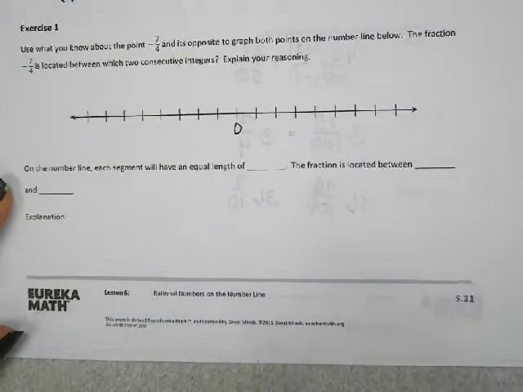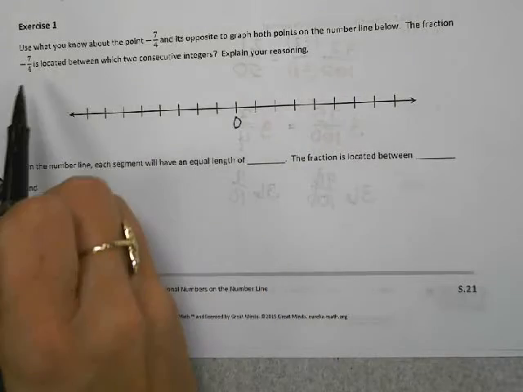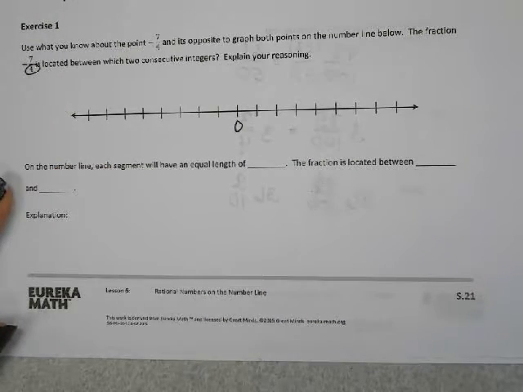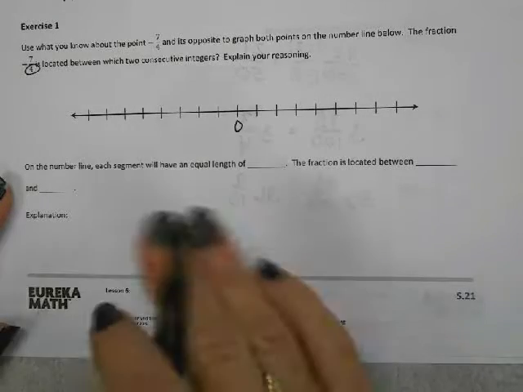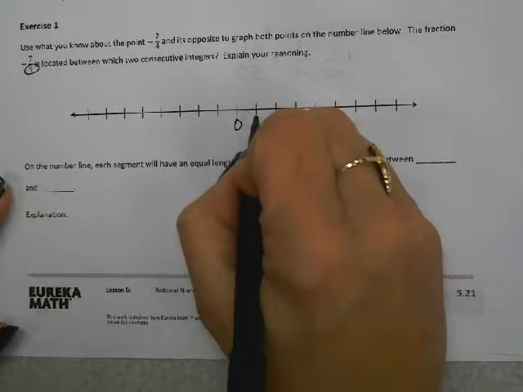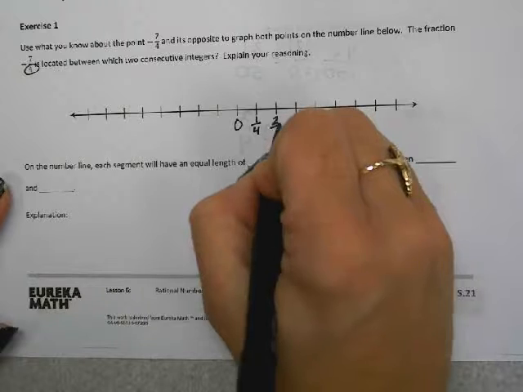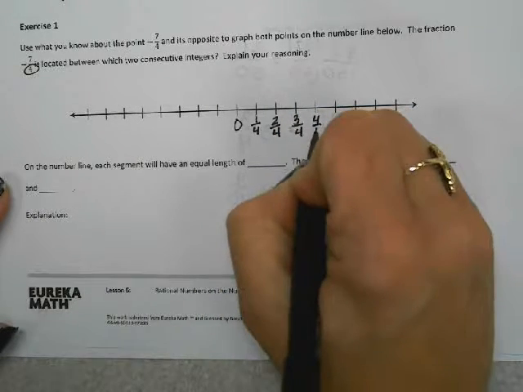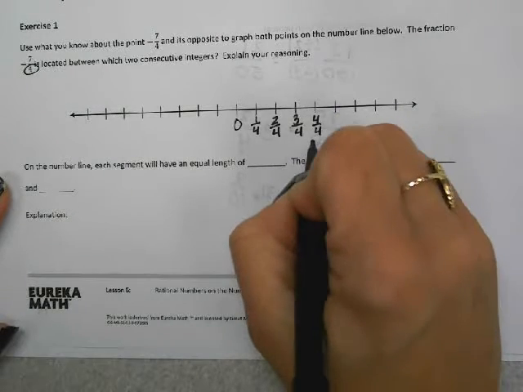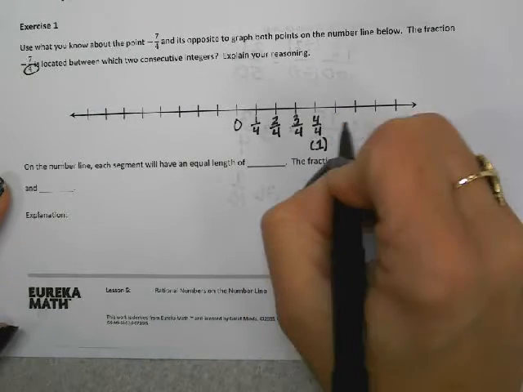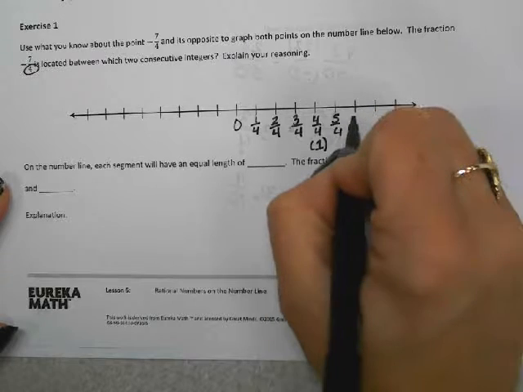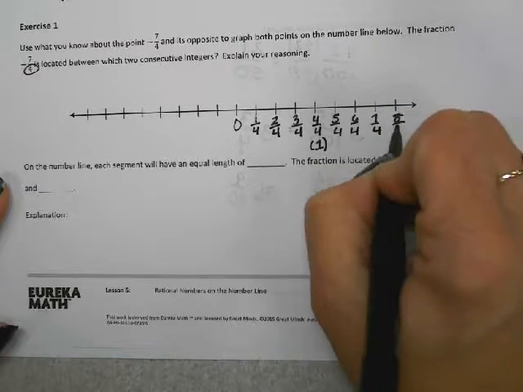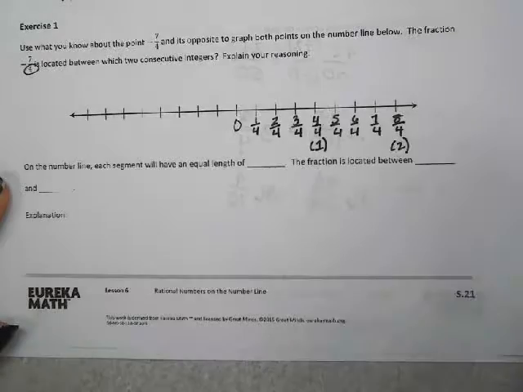And then we're going to be looking at our denominator. Our denominator is 4, and that tells me that I need to have fourths on my number line. So again, my positive goes to the right. I'm going to have 1/4, 2/4, 3/4, 4/4, which is also 1 whole. So I can put a 1 below there. 5/4, 6/4, 7/4, and 8/4, which is also 2.